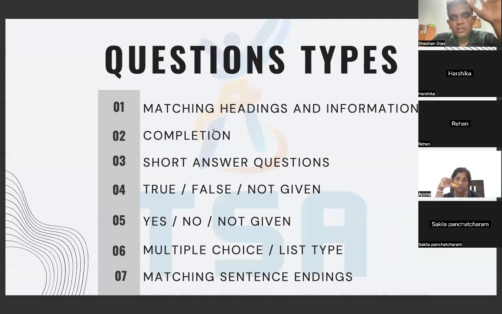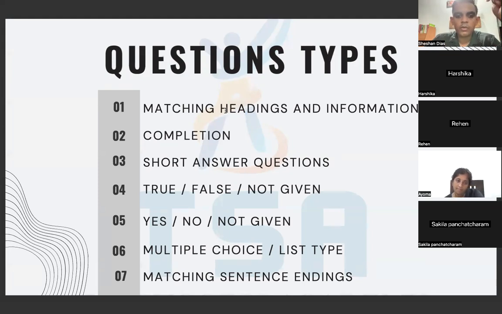Now, when you're looking for answers there, that's very easy because all you have to do is read that particular paragraph and try to find an answer. Here, your summarization skills are very important because we can't look for keywords when it comes to finding answers like this. I'll show you because now we are doing a paper discussion. There is a matching headings type question there.